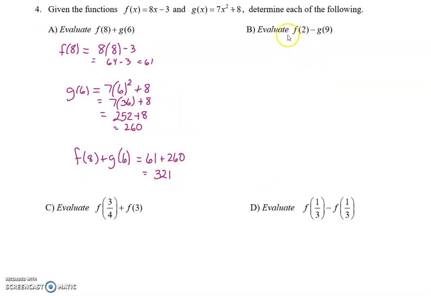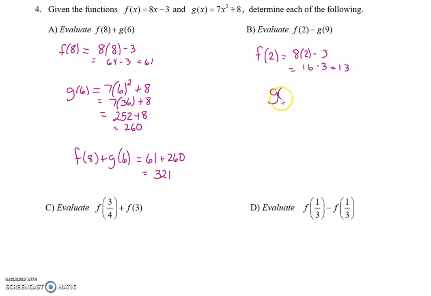Okay, look over here for B. Now we're evaluating f of 2, and we're subtracting g of 9. So we're using the same functions, f and g. So f of 2, using our linear function here, our f of x, we're going to substitute x equals 2, so we get 8 times 2 minus 3. And this is 16 minus 3, or 13.